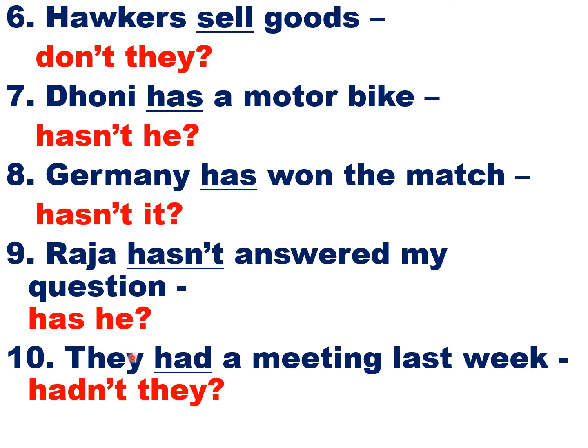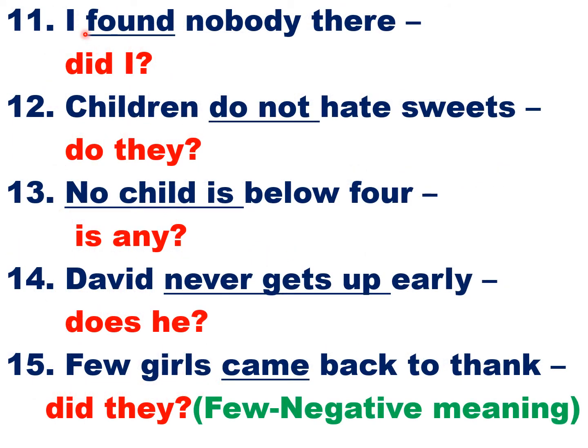Has he. They had a meeting last week. Positive sense. So, hadn't they. Hadn't they is a question tag. I found nobody there. See, nobody gives negative meaning. Found is past tense. So, did I. Children do not hate sweets. Do not, negative meaning. Do they. Instead of children, we must use the pronoun they as it is plural. No child is below 4. Negative meaning. Is any. Is any is a question tag.